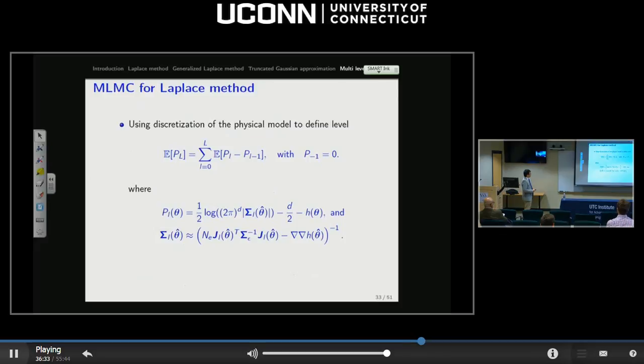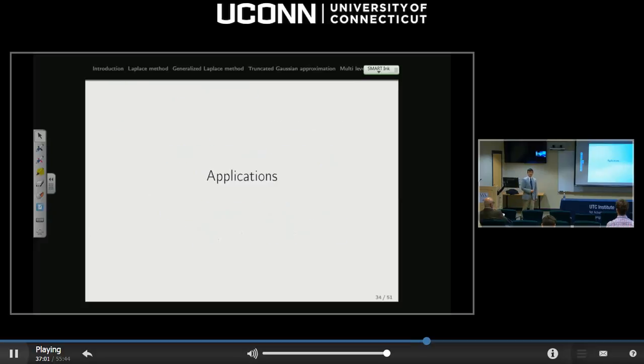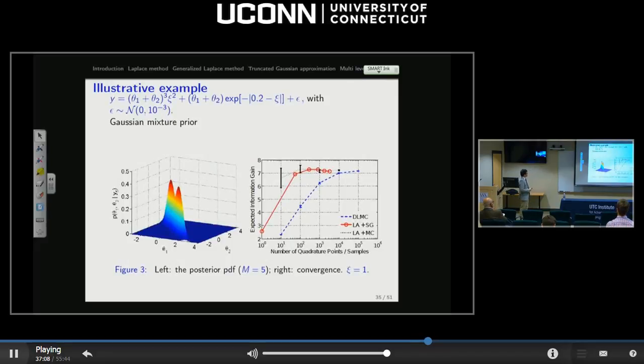And then you can construct PL minus PL minus 1, and PL, of course, is the integrand in the result of the Laplace approximation. And of course, here only the sigma L is dependent on the level. Because here are the applications, we don't have too much time, so I'll go through it quickly and show you the main results. The first results look like this.